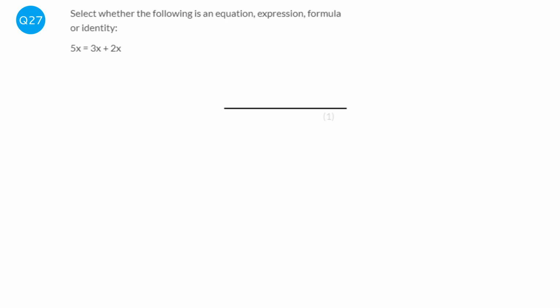To answer this question, we need to know what an equation, expression, formula, and identity is. So the formula is basically an equation, but for real world things. So area equals pi r squared. It's where the letters actually mean something. Expression is just algebra without the equal sign. So 5x plus 3 would be an expression.